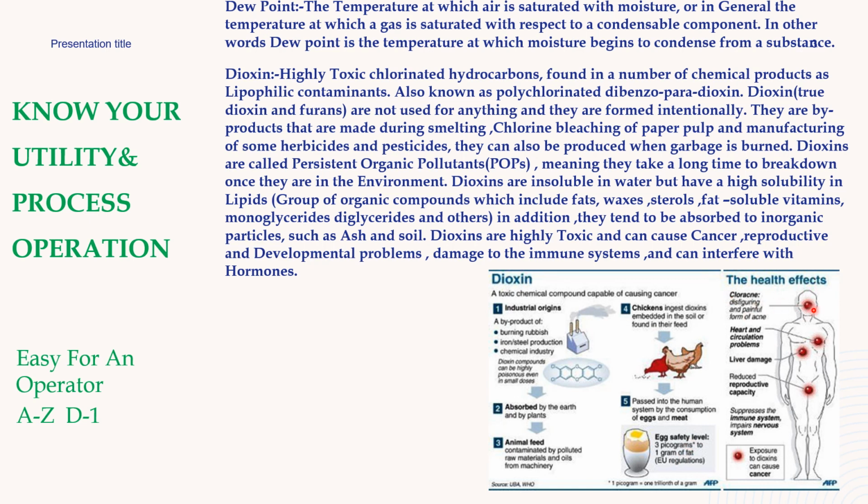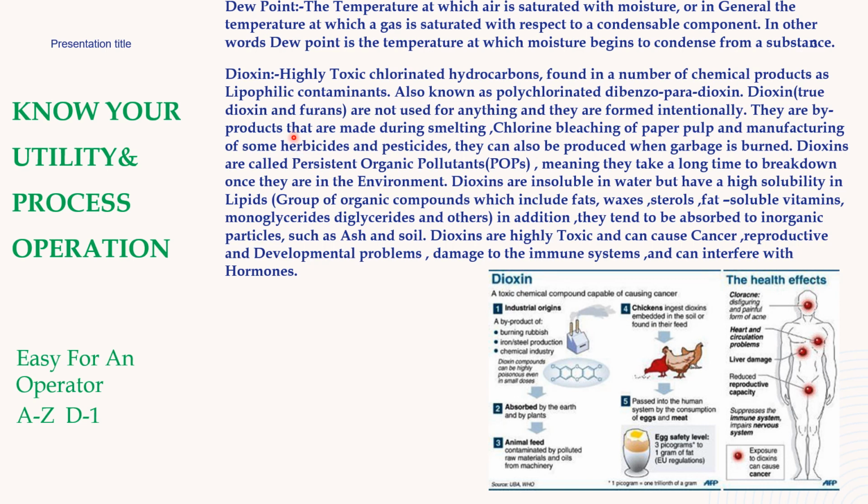more problems. Now we can see the health effects. Chloracne, this disfiguring and painful form of acne, heart and circulation problems. It will damage the liver also. Mainly, it will reduce the reproductive capacity, suppress the immune system, impair the nervous system. So, exposure to dioxin at high concentration can cause cancer also.